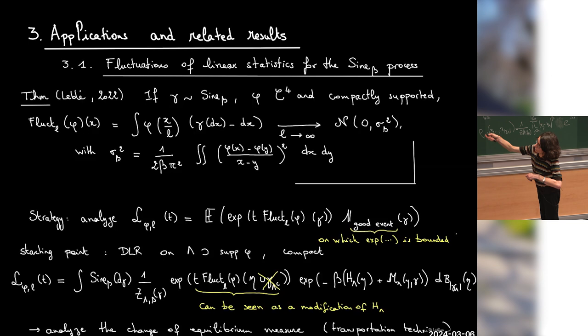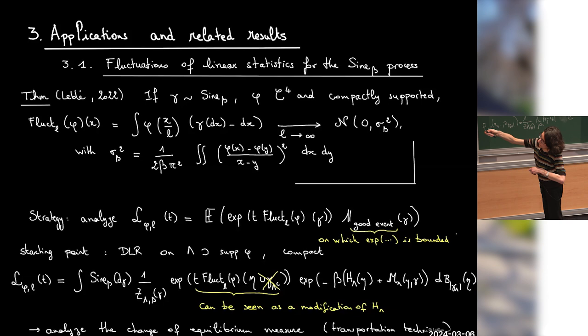And the key point is that if you apply DLR on a compact set containing the support of your test function, because phi is compactly supported, then in fact this quantity does not depend on the outside. And so you can see this quantity just as a perturbation of the self-interaction. This is the key point.